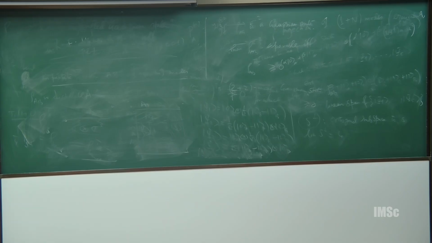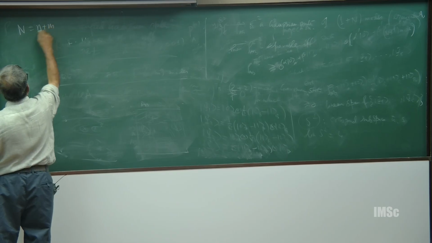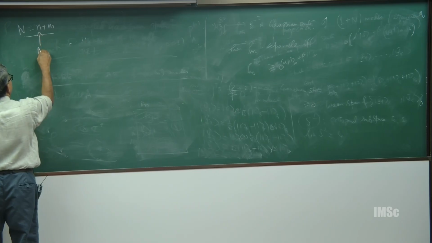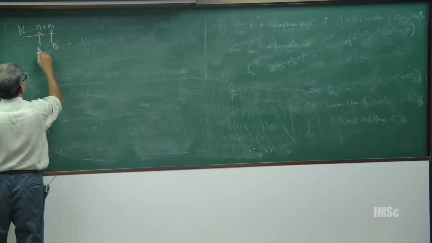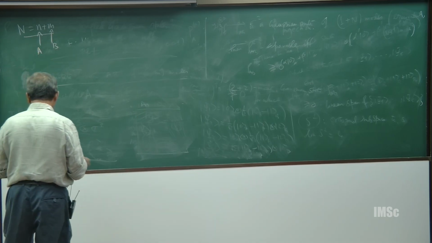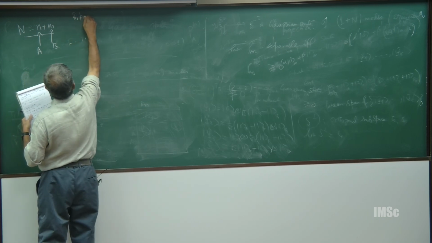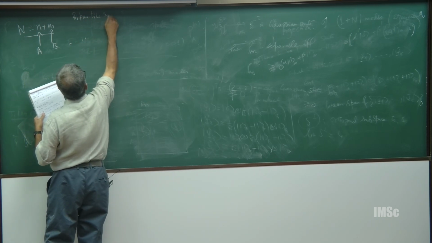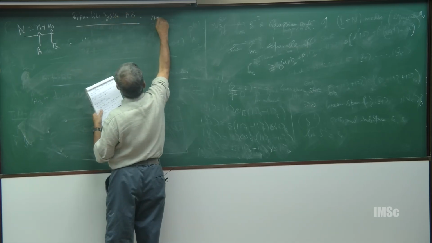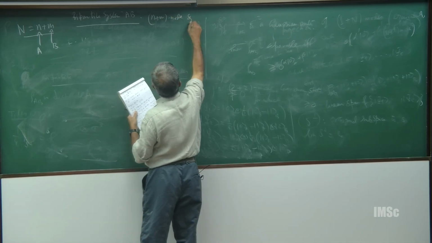So, again I consider n equal to n plus m. So it is a bipartite system. This corresponds to A, this corresponds to B. I mean, A has these many modes, B has these many modes. So, I am considering a bipartite system AB, which is an n plus m mode system.